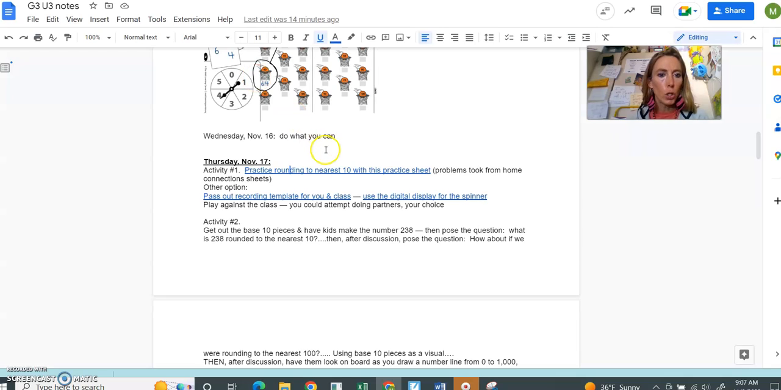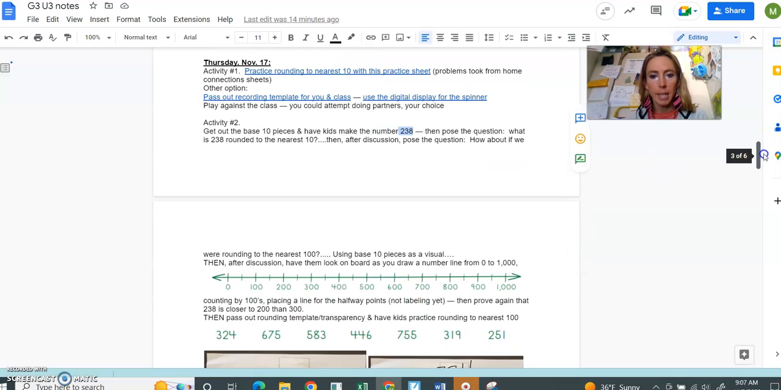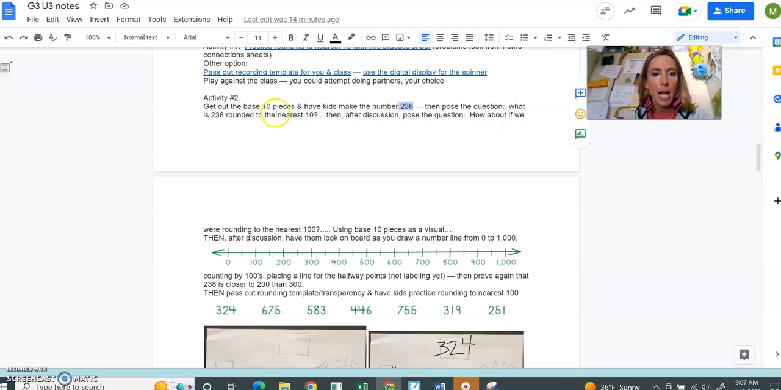Then activity 2, get out the base 10 pieces and have the kids make a number, pretty big number with the hundreds in it. I gave you an example of one, 238. And then we all talk about, while looking at what it looks like with the base 10 pieces, what is this closest to if we're rounding it to the nearest 10? After we discuss that, then we bump it and say, well, how about, what if we were rounding to the nearest 100? Using the base 10 pieces as a visual, what does it look like? We have 200 and then we only have 30. Is that 30 close to another 100? No. Halfway would be 50, so no.